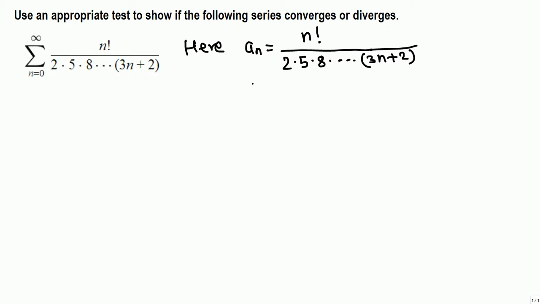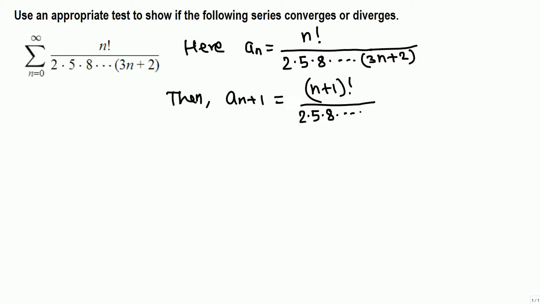For that we need the next term, which is a_(n+1). Then a_(n+1) would be, just replace n by n plus 1, so n plus 1 factorial. We have a product of n terms. Now a_(n+1) means we'll have a product of n plus 1 terms, so we will be adding one more factor. So 2 times 5 times 8 all the way to 3n plus 2 stays, and one more factor, which will be just replace n by n plus 1.